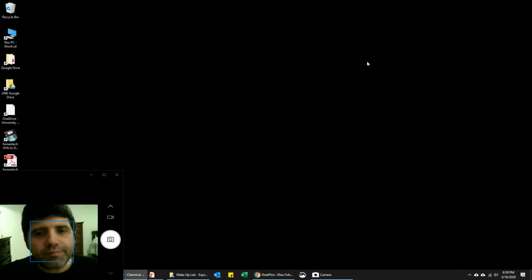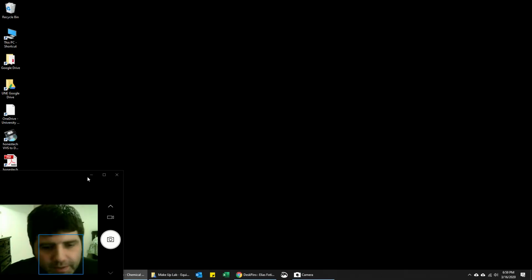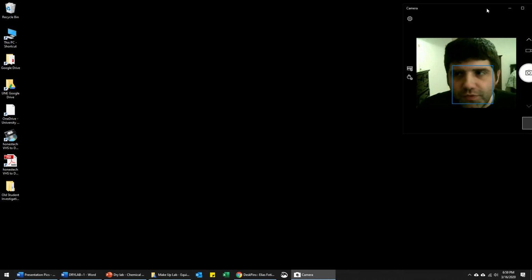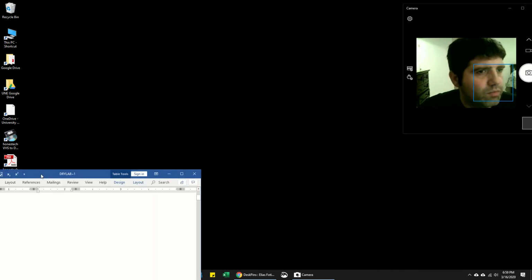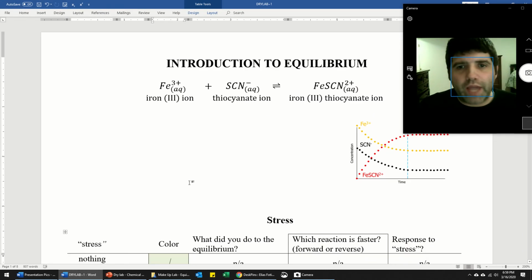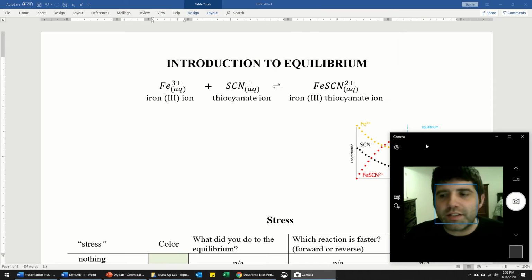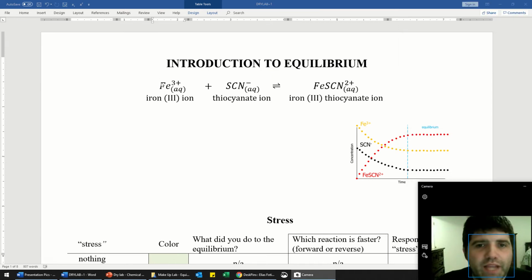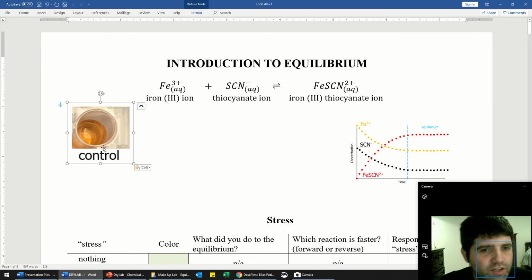So let's go to the handout. Okay, there we go. So this is the first page of the handout, and you can see that we have this chemical equation we were just looking at, and what I'm going to start to do is just paste some pictures in as we go. So the first one we've got is the control.